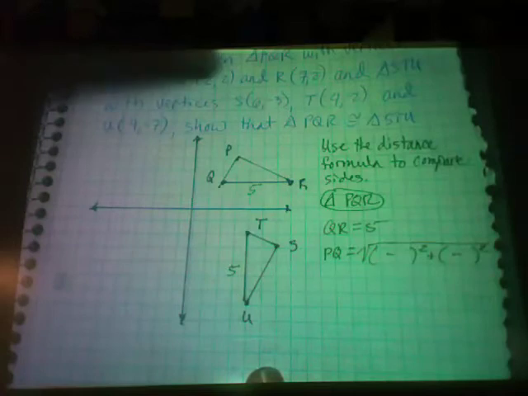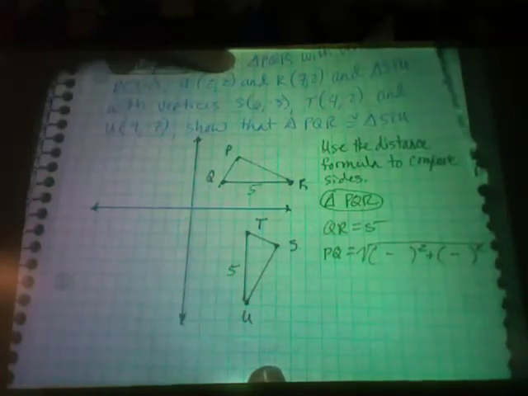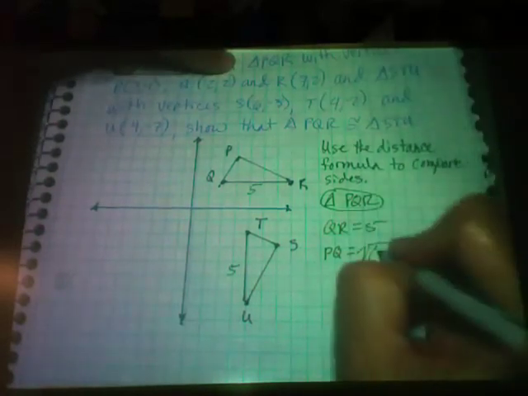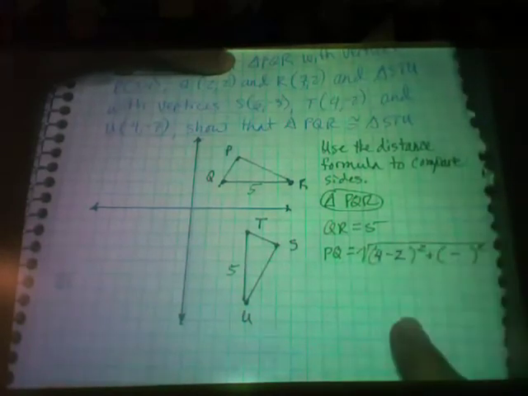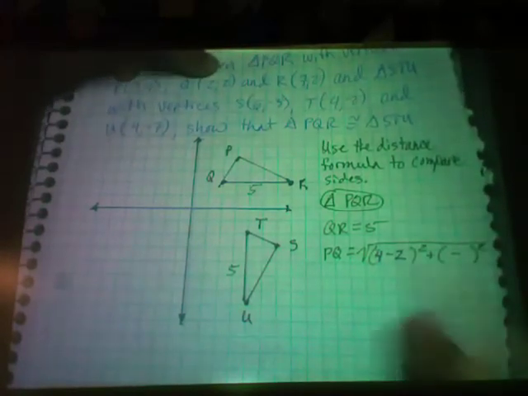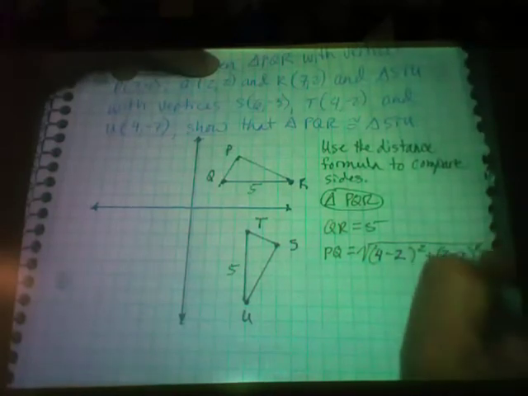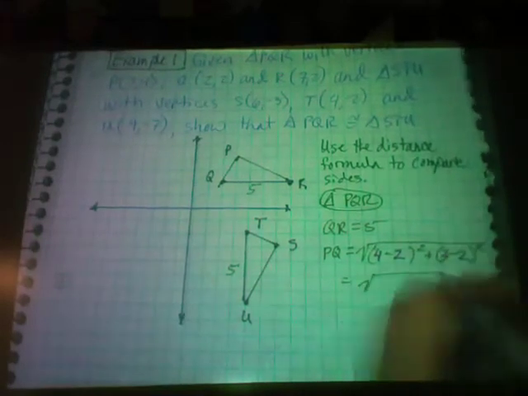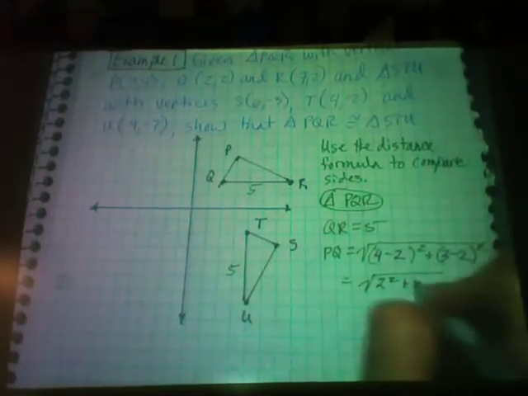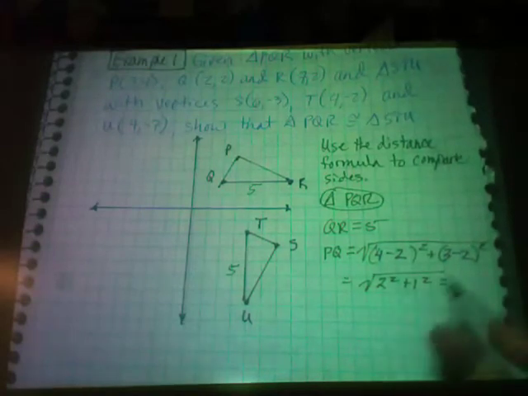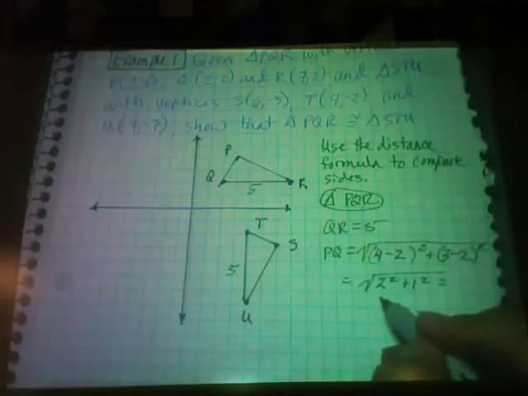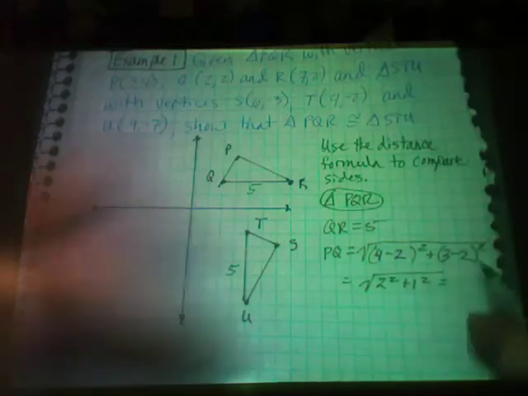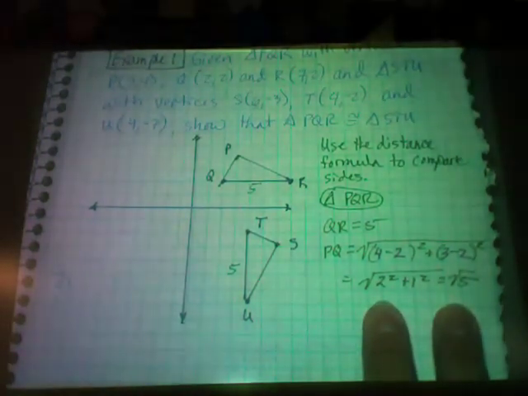So for P and Q, here's your points P and Q. Aren't your y values 4 and 2? 4 minus 2. It really doesn't matter what order you put them in. And then your x values are 3 and 2. So you should end up with 2 squared plus 1 squared. What's 2 squared? 4. 1 squared. 1. 4 plus 1. Isn't that the square root of 5? You okay with how I got the square root of 5 from here? 4 plus 1 is 5.